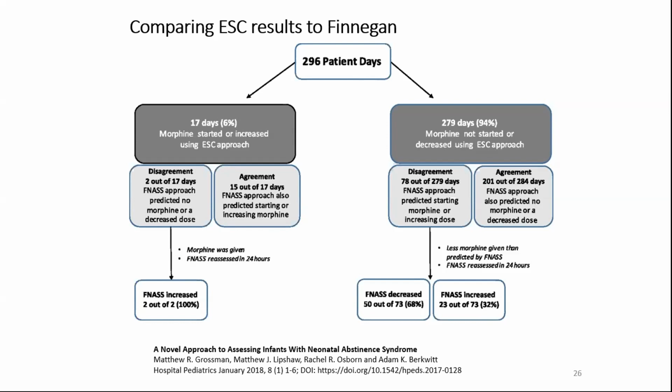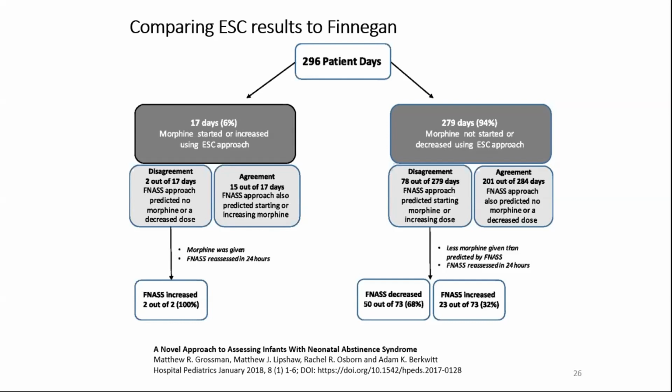If you look to the other side, to the right as you face the screen, house right, if you will, stage left, the 279, the 94% for whom morphine was not started using the Eat, Sleep, Console approach. In 78 of those, the Finnegan disagreed. Finnegan said, actually, according to our scoring, you should do morphine. And then, if you follow those a little bit further, 68% of those ended up decreasing and not needing it. So they weren't treated. Eat, Sleep, Console says don't treat. Finnegan says do treat. They weren't treated. And then with further assessment, Finnegan also said don't treat. But 23 out of the 73 did increase and eventually needed treatment.